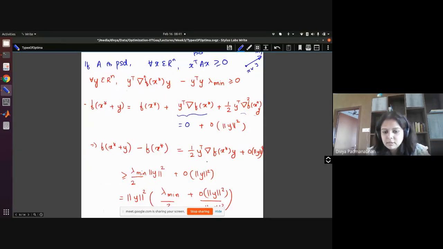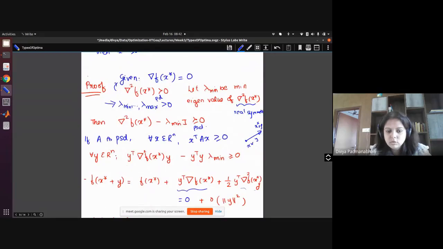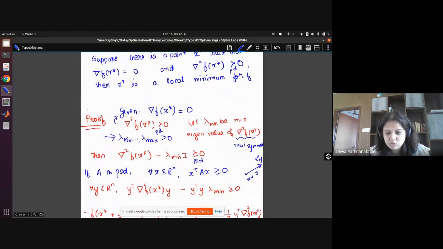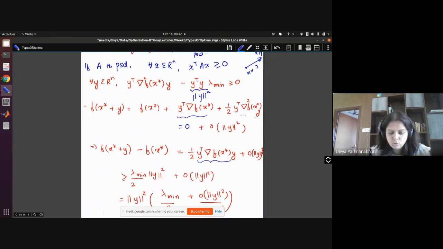So from the Taylor series expansion, this is what you got. Now rearranging the terms so that on the left-hand side you have this difference, and on the right-hand side you have this term. Based on this fact here, for every y this quantity is going to be greater than y transpose y times lambda min. So that's what comes here. This quantity is greater than lambda min times the norm y square, because y transpose y is just the norm square. Then you will get this term plus this O of norm y square.